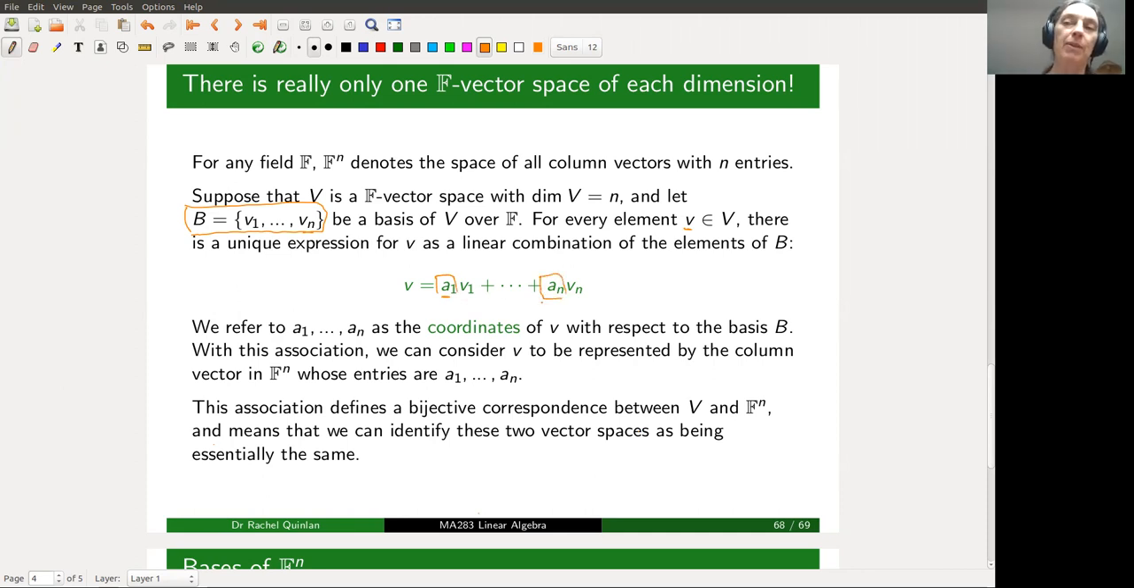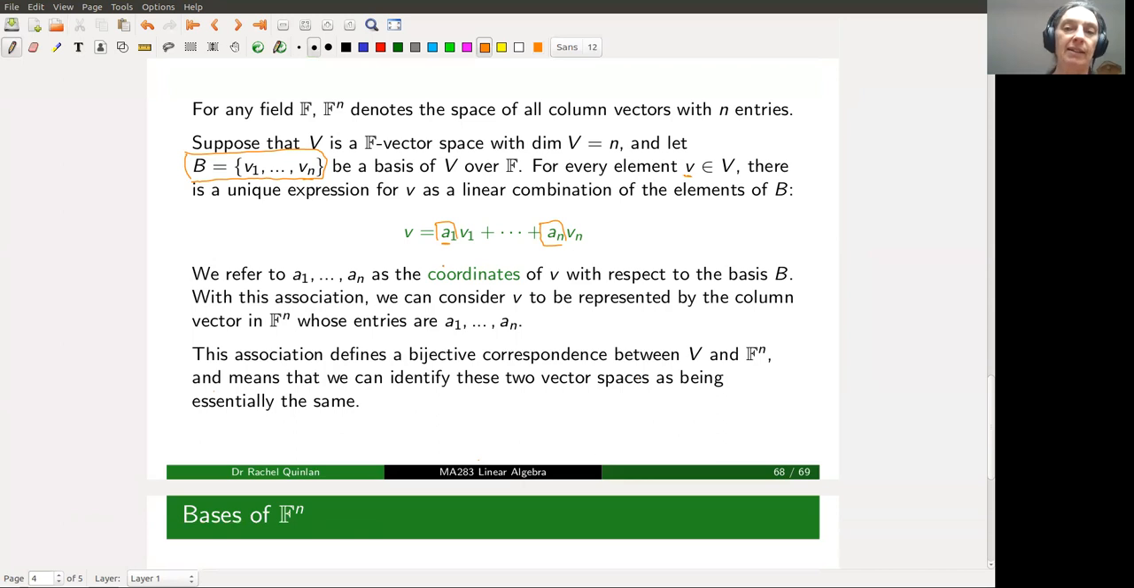The reason why we know that this expression is unique is that if there was a different expression for V as a linear combination of the elements V1 to Vn with different coefficients, C1, C2 up to Cn, then by subtracting one of these expressions from the other one, we would get that 0 is equal to some linear combination of the V's where the coefficients are not all 0, and that would contradict the assertion that B is actually a linearly independent set.